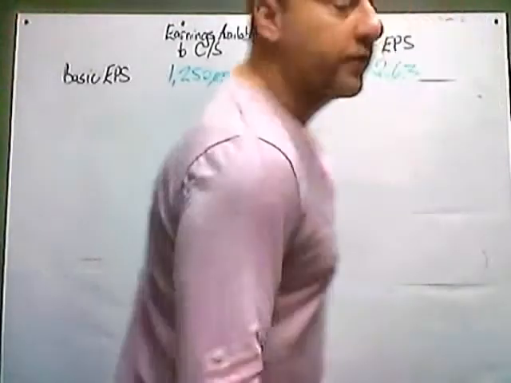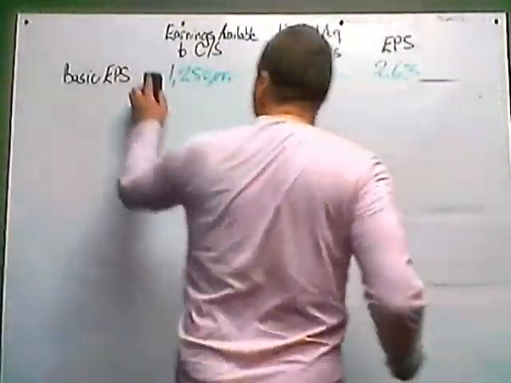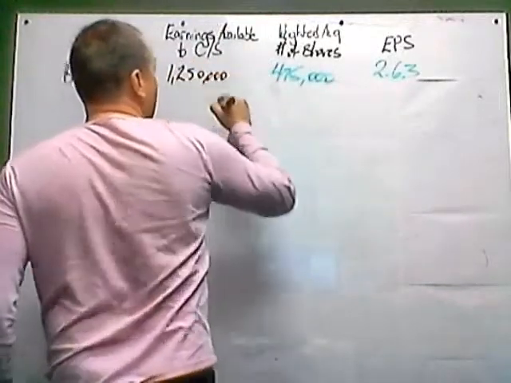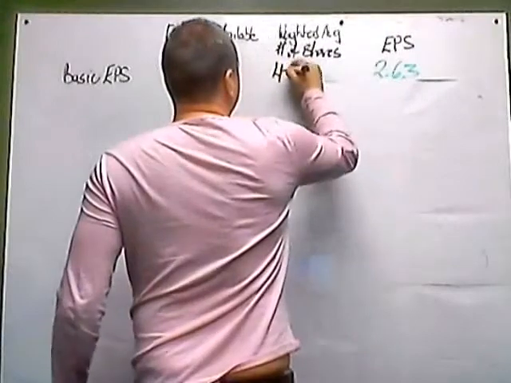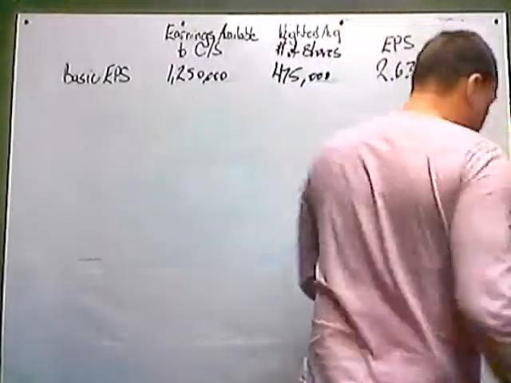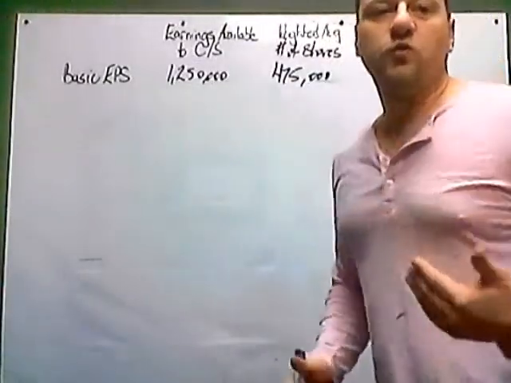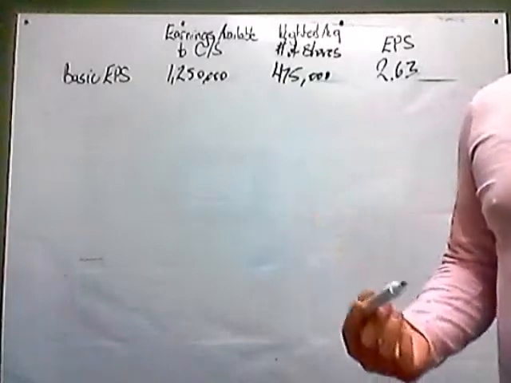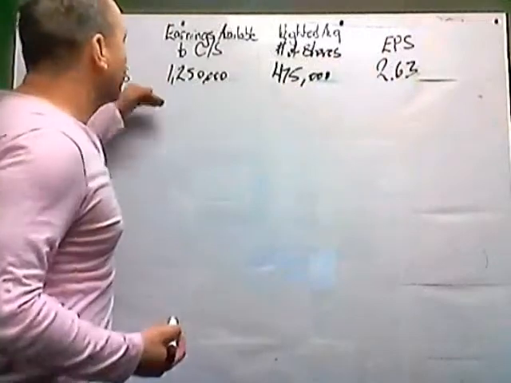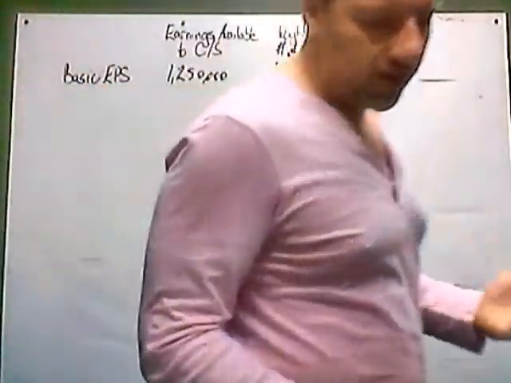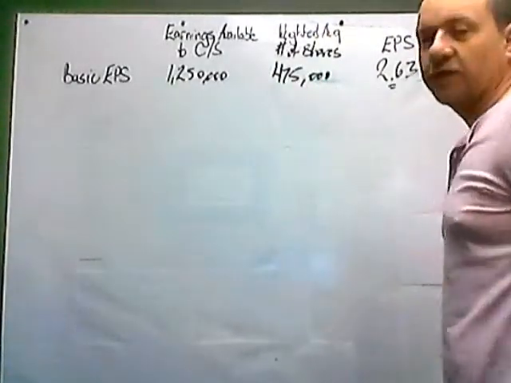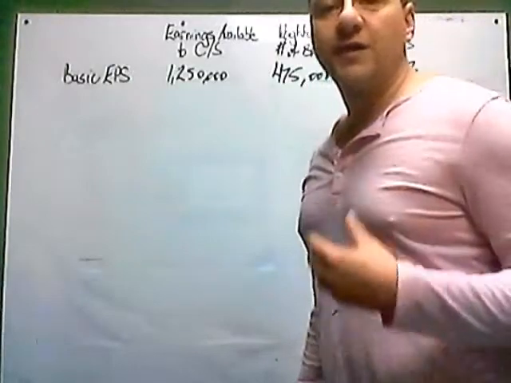Let me rewrite this out here. One, 250, 475, and 263. Okay, so that again, that's our starting point. But what you would want to do is lay it out as you see in the textbook. So again, this is the end result of the first part of the question, calculating the basic EPS. So we've already calculated the basic EPS at 2.63. Now let's work on the diluted effects.